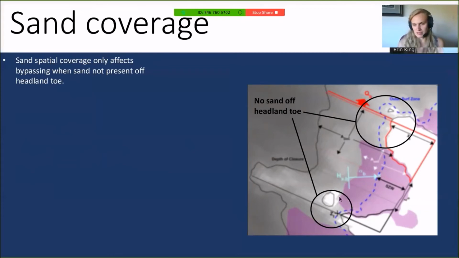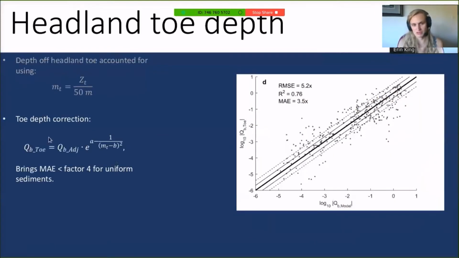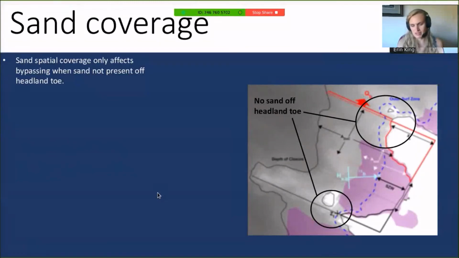So here is an example of that. These headlands have no sediment off the headland apex. We found that when there is sediment off the headland apex, so if this purple area covered that headland apex, headland toe, then QB toe is sufficient under wave-dominated conditions to predict the magnitude of bypassing. But when there isn't sediment there, then a correction factor needs to be applied.